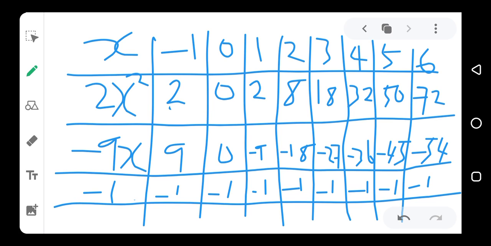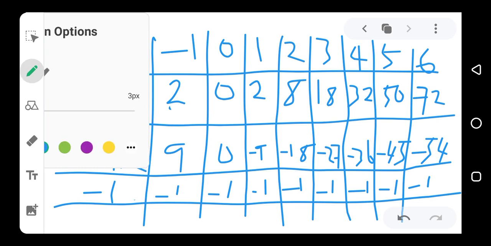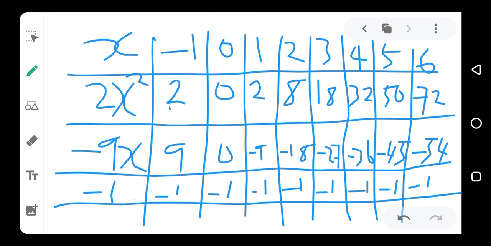Now the next thing we do is to add everything in this row from here to here. We add everything there, and that is going to give us the value of y. We are not adding the first row, that is this one. We are adding from here to here to get y.